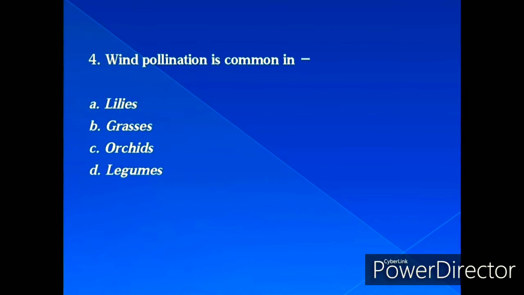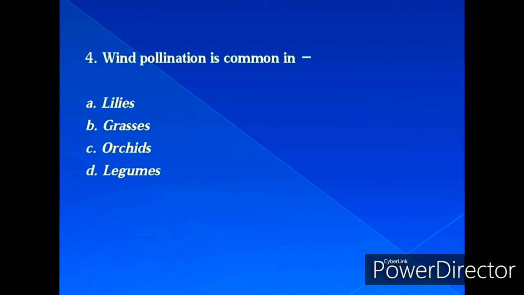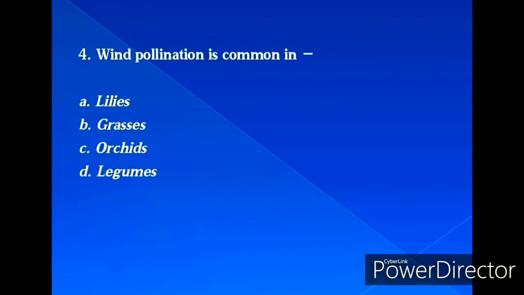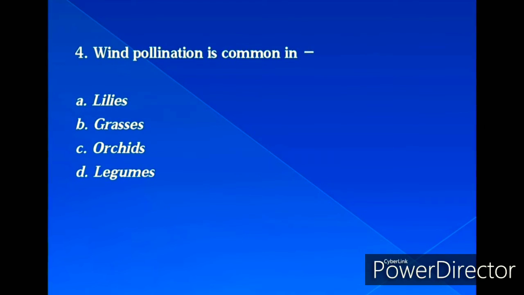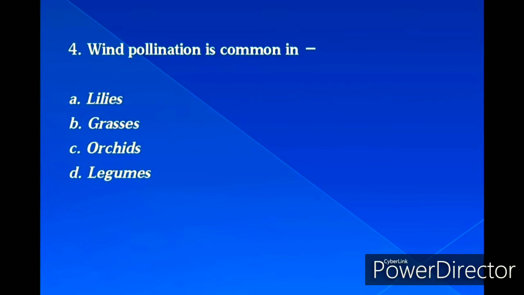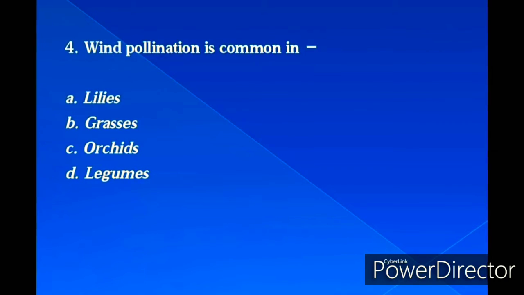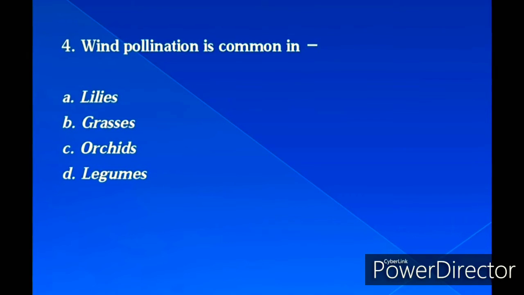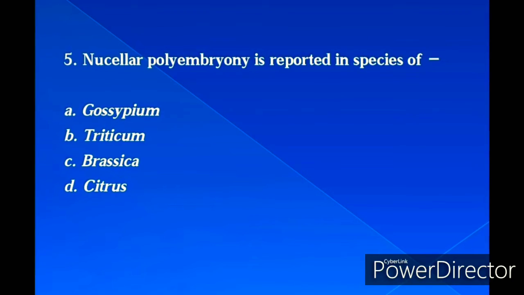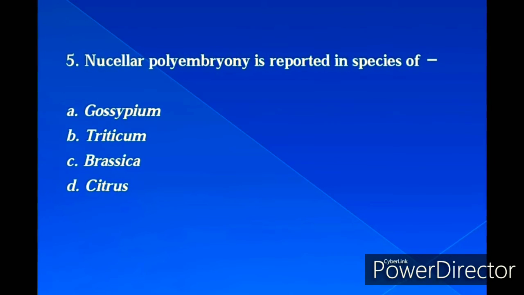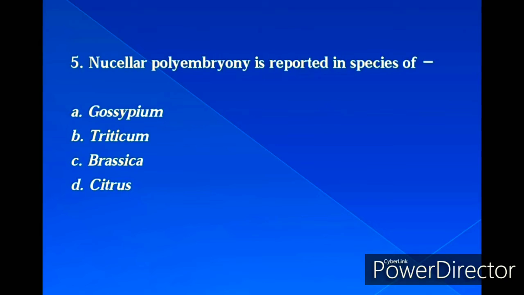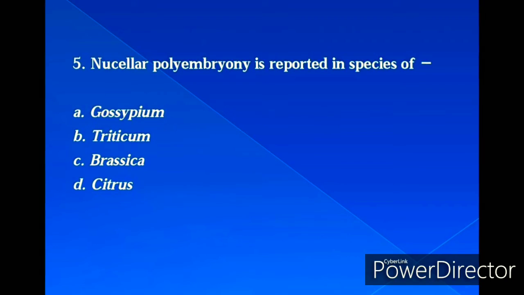Next, wind pollination is common in option A lilies, option B grasses, option C orchids and option D legumes. So the answer is option B grasses, because pollination by wind, which is mainly called anemophily, is more common in abiotic pollinations, so it is quite common in grasses. So the answer is grass. Next, nucellar polyembryony is reported in species of option A Gossypium, option B Triticum, option C Brassica and option D Citrus. So the answer is citrus.